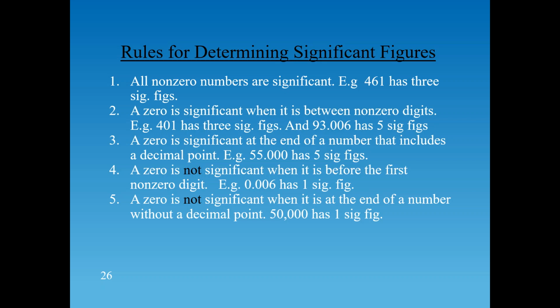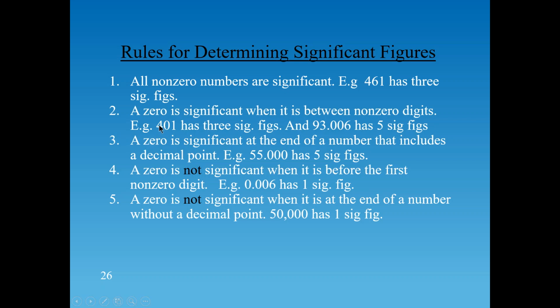Which will become important later on when it comes to calculations, right? So what you see here on the screen is a list of the rules. First rule says that all non-zero numbers or digits are significant. So all digits from 1 through 9, whenever they appear in any measured value, those digits are significant. The second rule says a zero is significant when it is sandwiched between non-zero digits, right? So if you have any zeros that appear between non-zero digits, then those zeros would be significant.